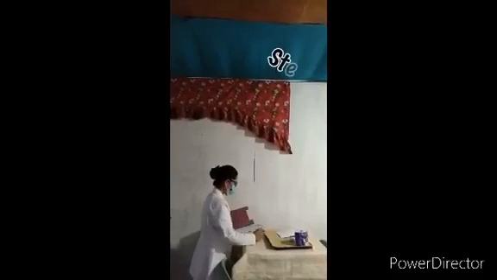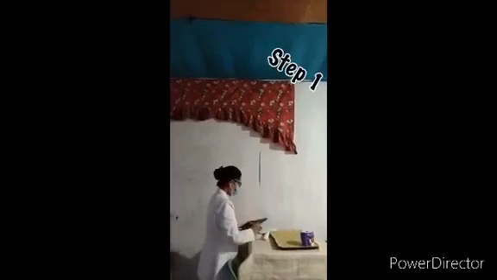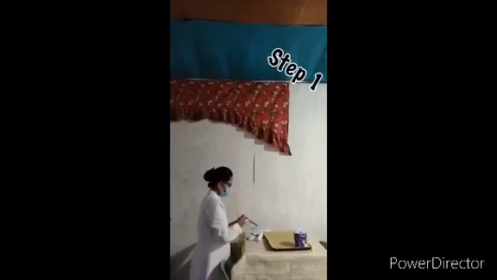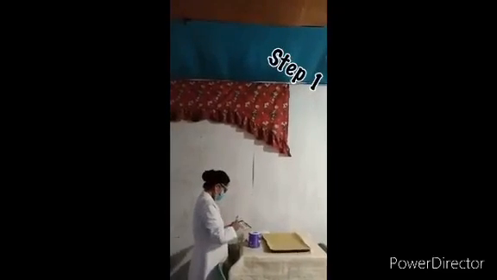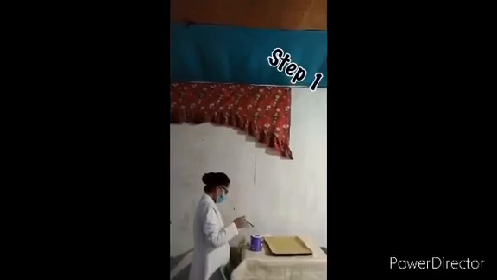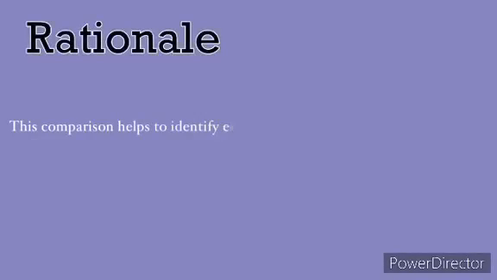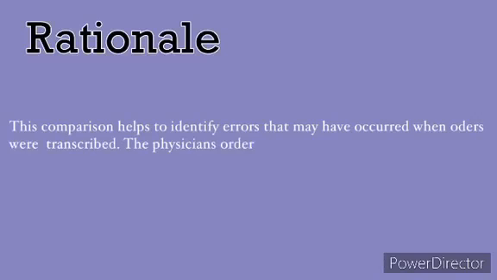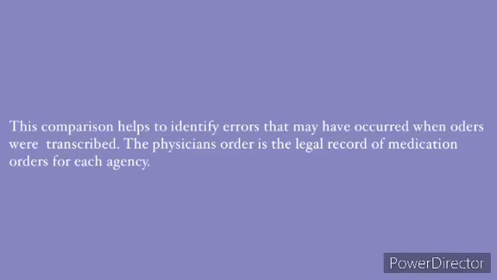Step 1. Gather equipment. Check the medication order against the original physician's order according to agency policy. Clarify any inconsistencies. Check the patient's chart for allergy. Rationale: these comparisons help to identify errors that may have occurred when orders were transcribed. The physician's order is the legal record of medication orders for each agency.